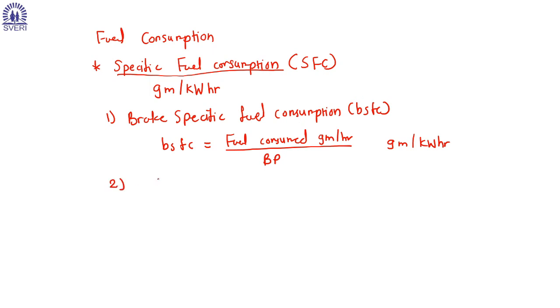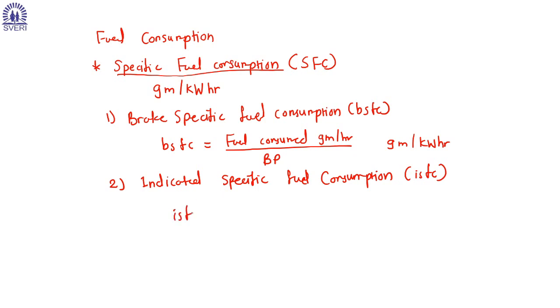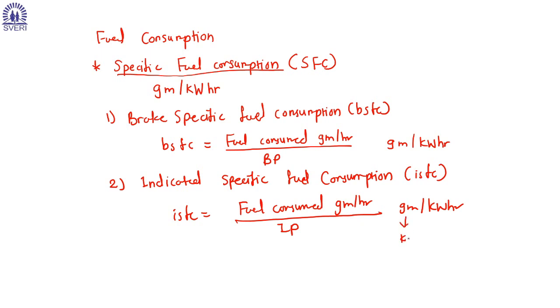Now second, as you might have guessed already, we have indicated specific fuel consumption, ISFC. That ISFC will be again fuel consumed in gram per hour divided by indicated power. Its unit will be again gram per kilowatt hour. It is not necessarily gram; sometimes it might be given in terms of kg.